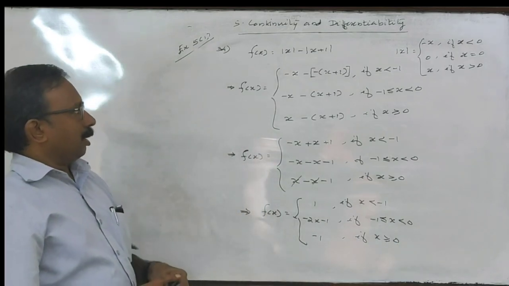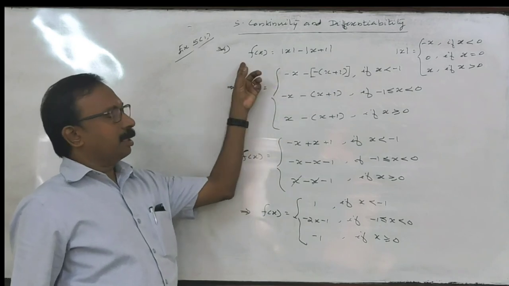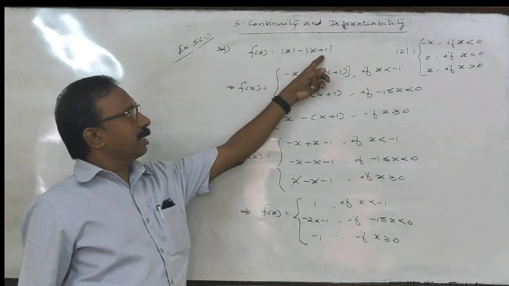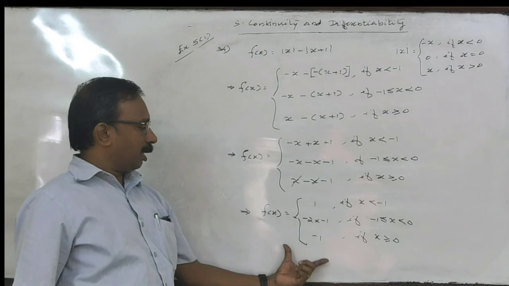So the analytical function from the modulus form: f of x is equal to mod x minus modulus of x plus 1.